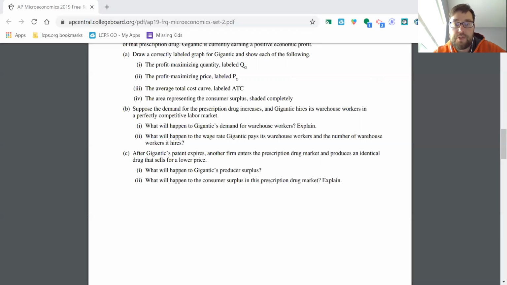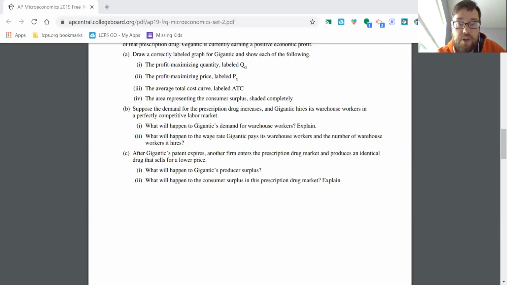Suppose the demand for the prescription drug increases and Gigantic hires its warehouse workers in a, this is important, perfectly competitive labor market. Okay, so we've got a couple things going on. Part 1 here, what will happen to Gigantic's demand for warehouse workers, and then explain. Okay, well, this is a derived demand, right? So presumably what's going on in this market here is going to affect how many warehouse workers a Gigantic company is going to demand, right?